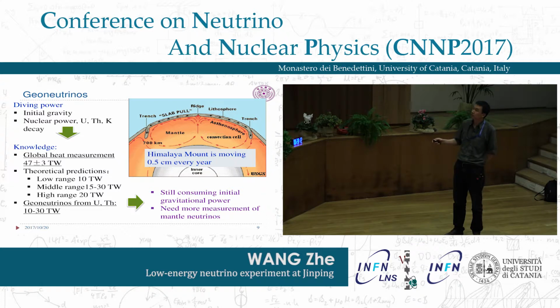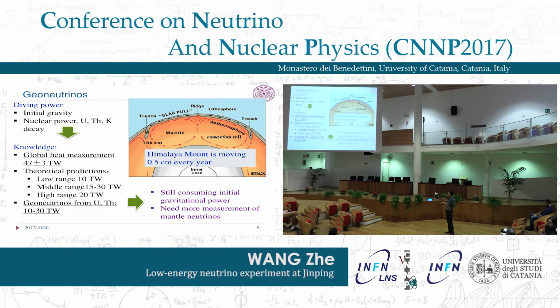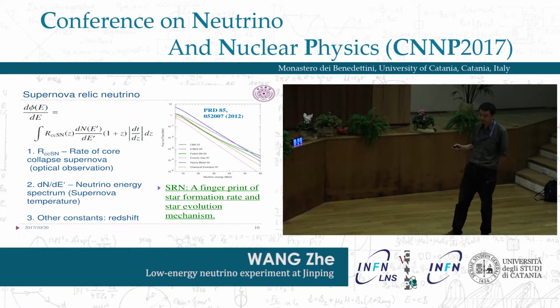This is our current knowledge from global heat measurement and theoretical prediction, also the geo-neutrino measurement from KamLAND, Borexino, etc. So the short conclusion: we are still consuming initial gravitational power, and certainly there are also contributions from all these heat generation elements. So we want more measurements to have more understanding about geo-neutrinos.